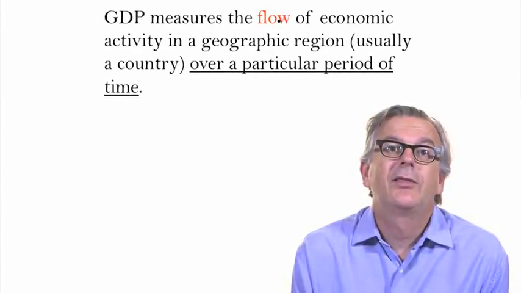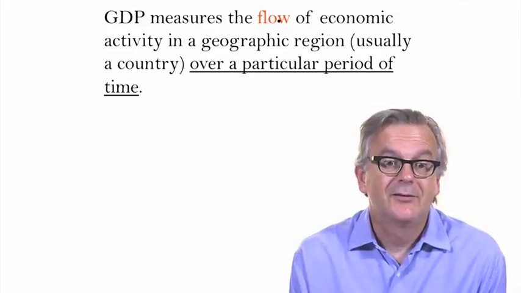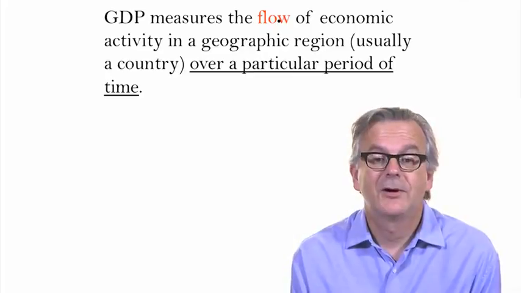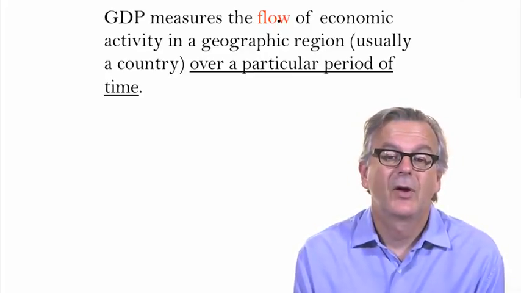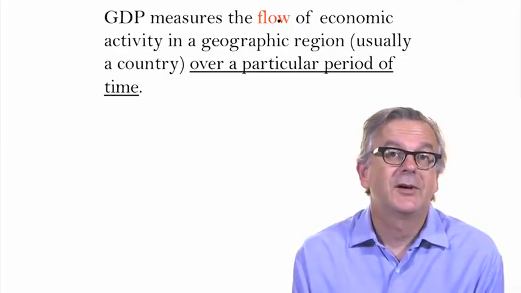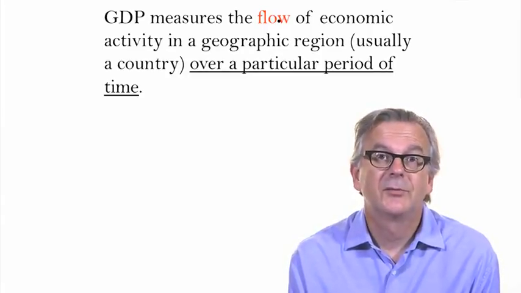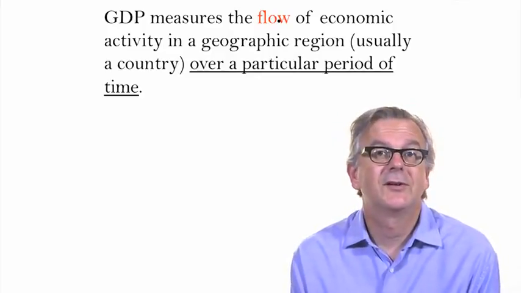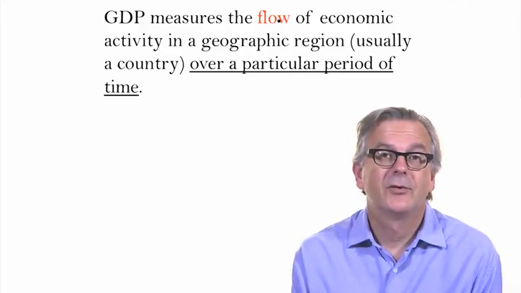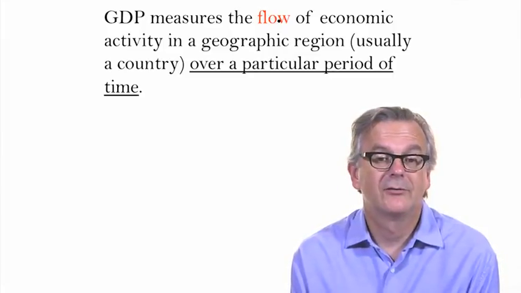Let's begin with a definition of gross domestic product. This is a fairly standard definition you see here. It measures the flow of economic activity in a geographic region, usually a country, over a particular period of time. Now, we usually think of GDP in terms of a country or a nation, but we don't have to. It is possible to think of measuring economic activity in a state or a province, but at the macroeconomic level, it's usually a country, a nation that we're thinking of.